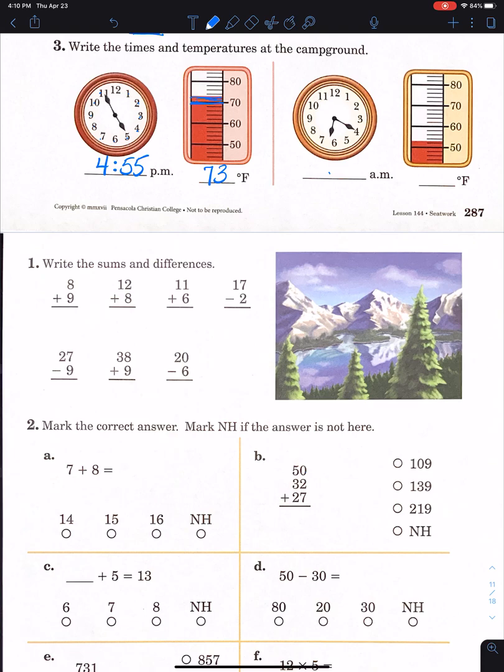The next clock, go ahead and try to figure out the clock and the temperature. I'll give you a minute here, and then I will tell you the answers.